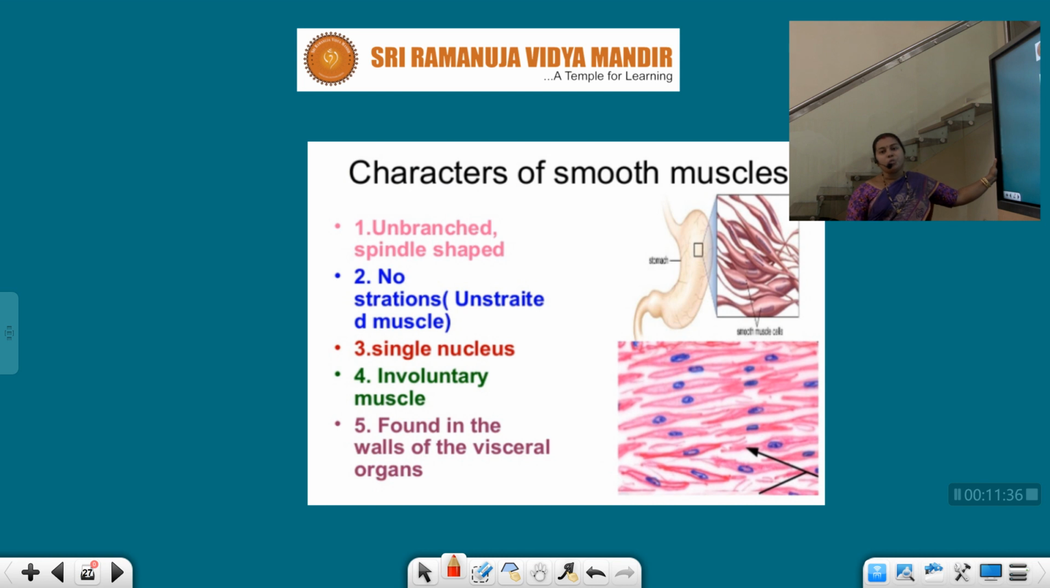Next, characteristics of smooth muscles. Non-striated, unbranched, spindle shaped. The shape, like this, is known as spindle shaped. And no striations are found across these muscles. A single nucleus is present in every cell, just a single nucleus at the center, and they are involuntary muscles. They are not at all under the control of the animal. Found in the walls of visceral organs. We have some vital organs in our body such as heart, lungs, and all. So smooth muscle is present in those visceral organs.